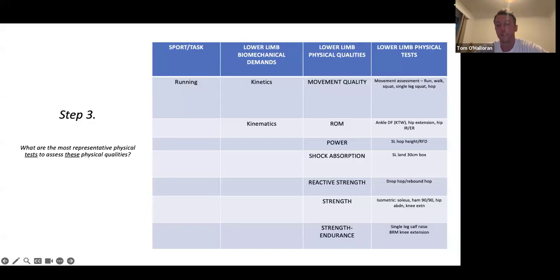Strength, so strength, the ability to apply force maximally. So how much force can someone apply? I'm going to assess an isometric test for that. So usually around soleus, hamstring 90-90, hip abduction, knee extension. And so you can plug and play. I'll take some of these out depending on the person, depending on what I've seen from a movement assessment. If they can squat well, I'm taking out ankle dorsiflexion. Like I don't need to know that. It's not impacting their function. So I'm trying to get a lot of information early to know what I don't need to assess.